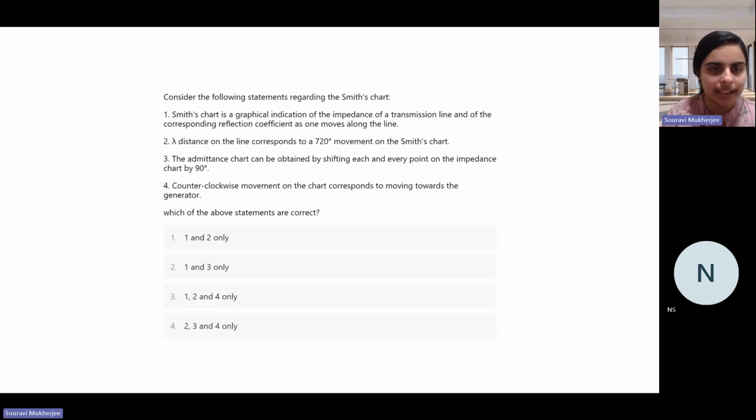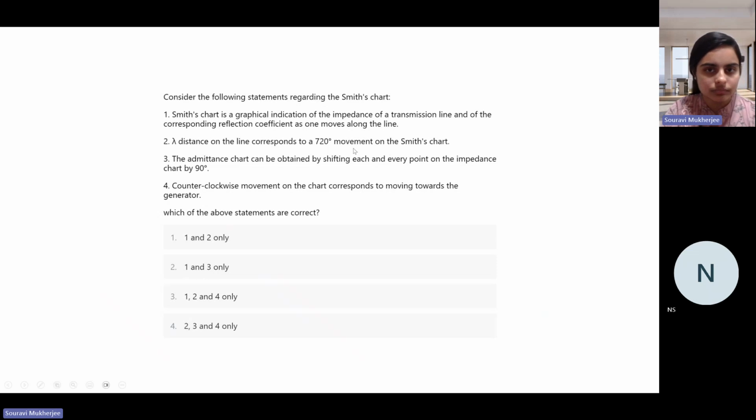Okay. Before that, let us, through these questions, just get ourselves cleared of some of the basic concepts. Which of the following are correct? It says that the Smith chart is a graphical indication of impedance of the transmission line and of the corresponding reflection coefficient as one moves along the line. This is true, no doubt. Now it says that lambda distance on the line corresponds to a 720 movement on the Smith chart. So is this correct?